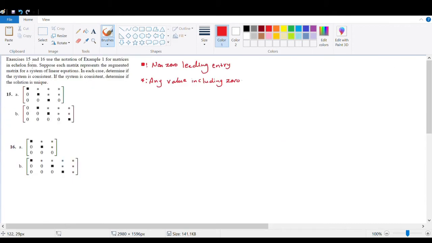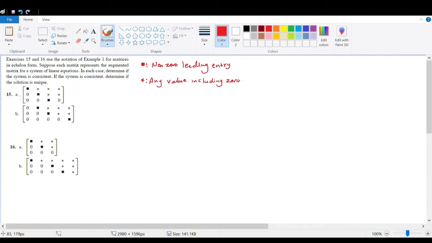So in exercises 15 and 16, use the notation of example 1 for matrices in echelon form, which is, if we have this square, that means it is a non-zero leading entry. If we have a star, that means any value including 0. So suppose each matrix represents the augmented matrix for a system of linear equations. In each case, determine if the system is consistent. If the system is consistent, determine if the solution is unique.